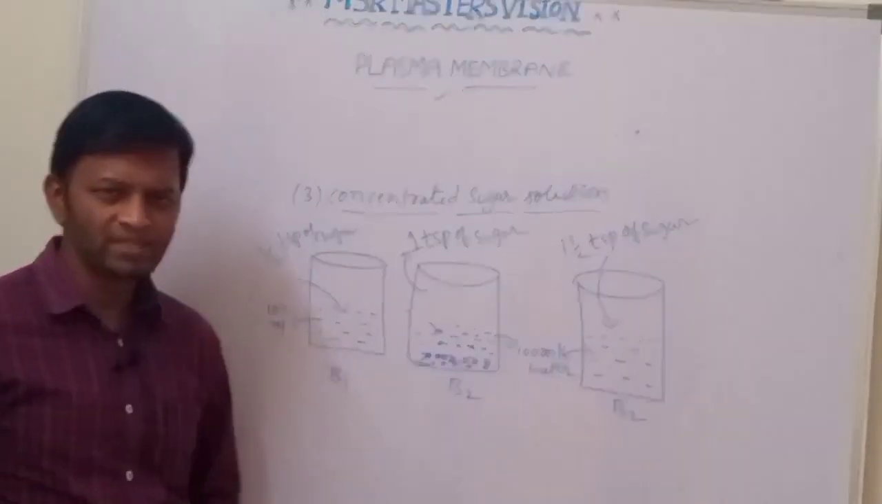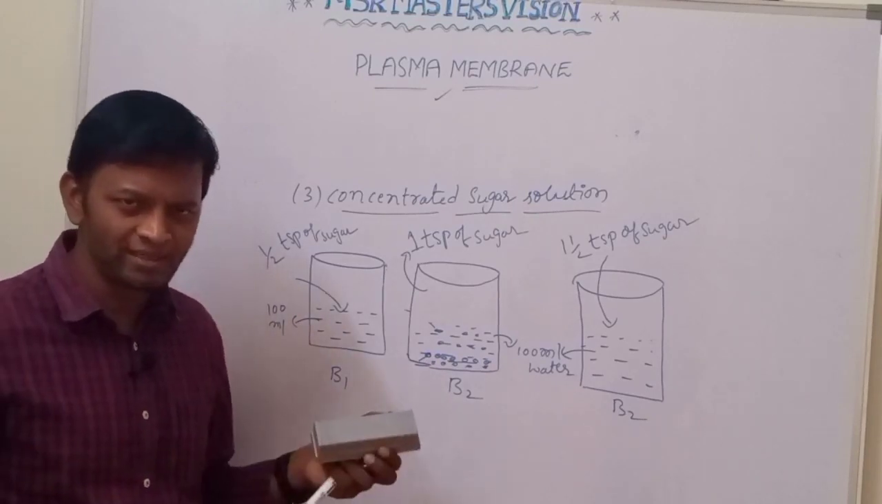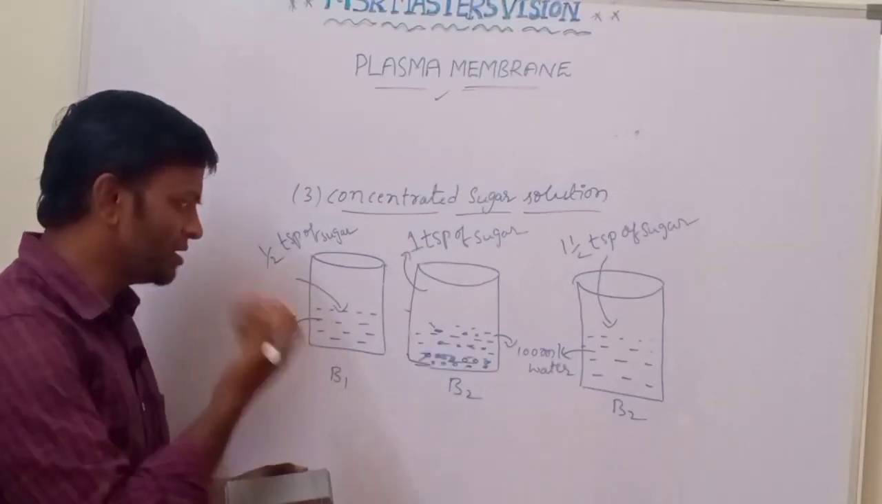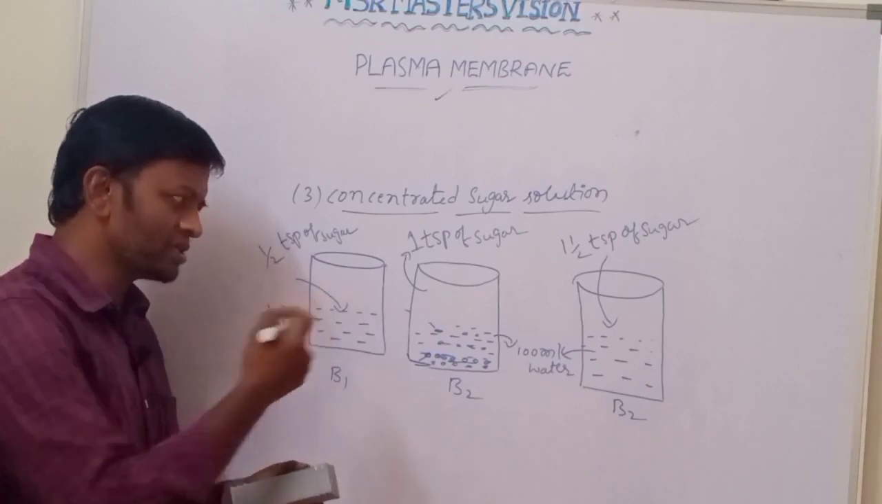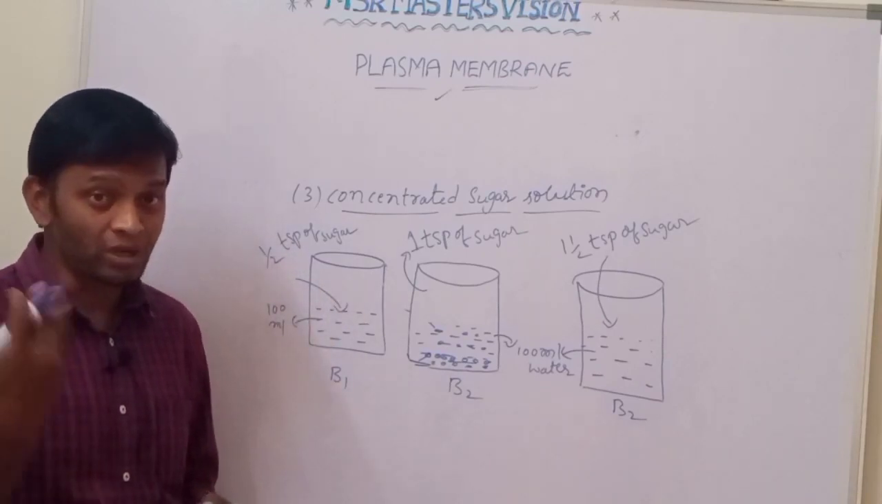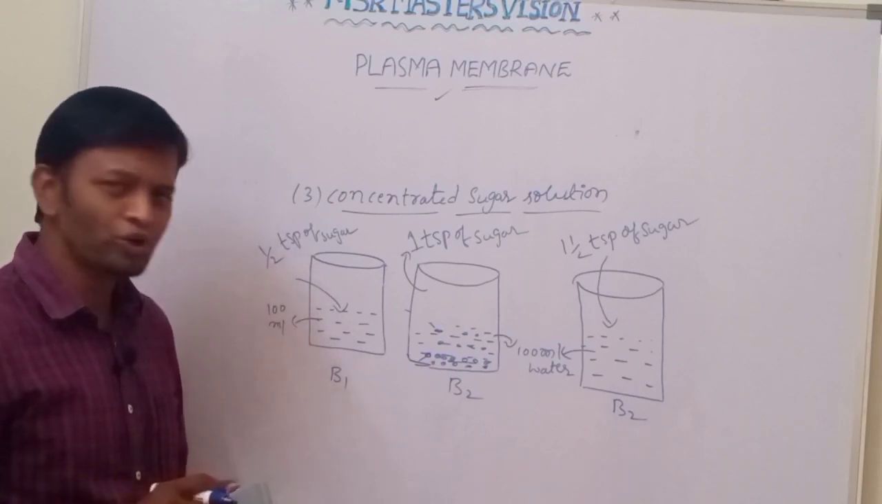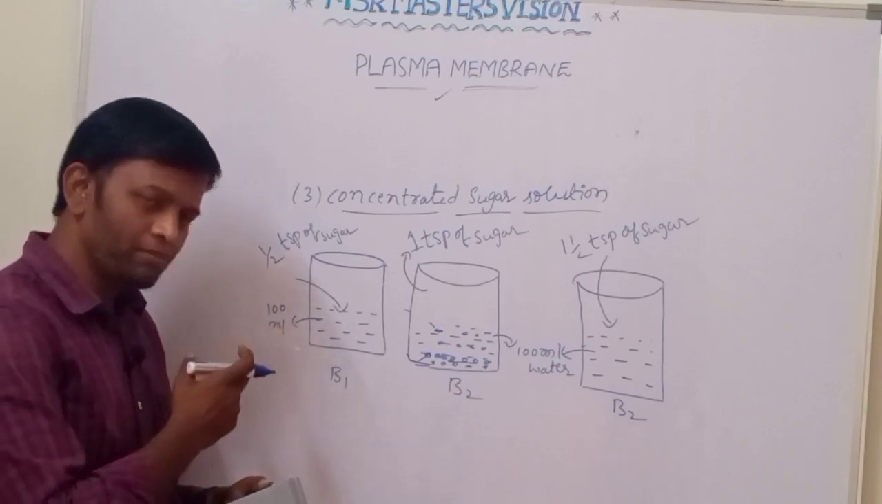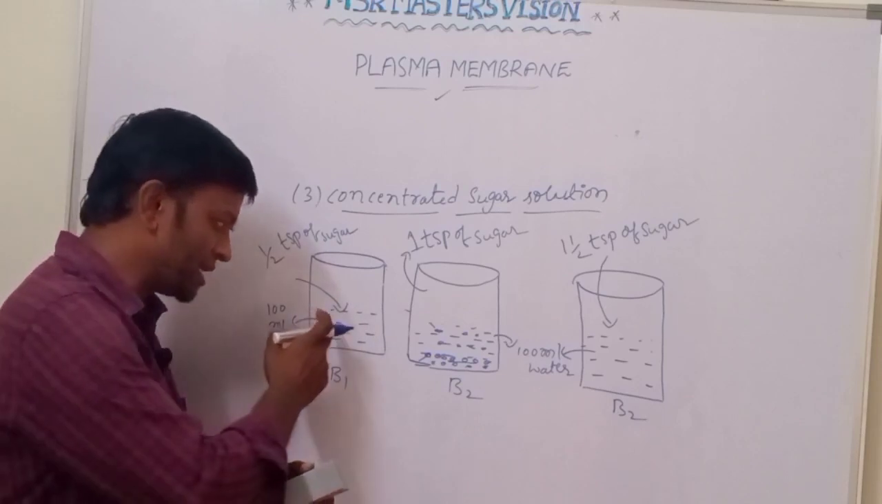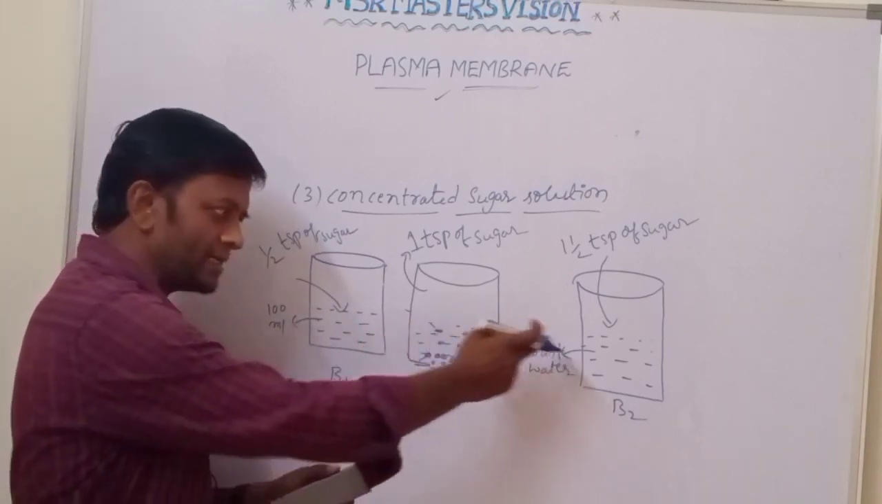After adding sugar, what is happening? The sugar dissolves in the beakers. In beaker 1, beaker 2 and beaker 3 the sugar dissolved. After dissolving, we need to observe the concentration of the sugar solution in beaker 1, beaker 2 and beaker 3.